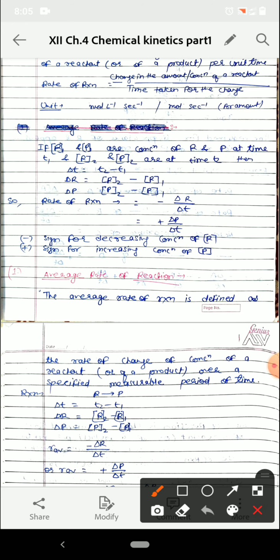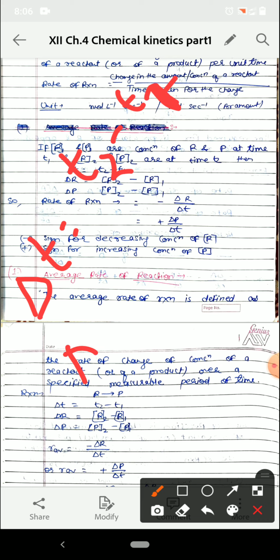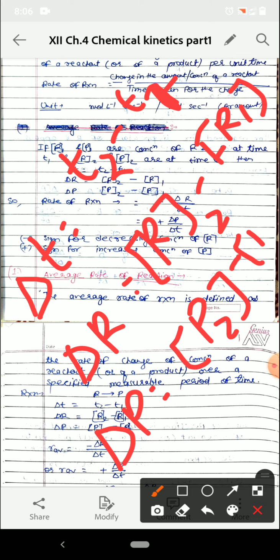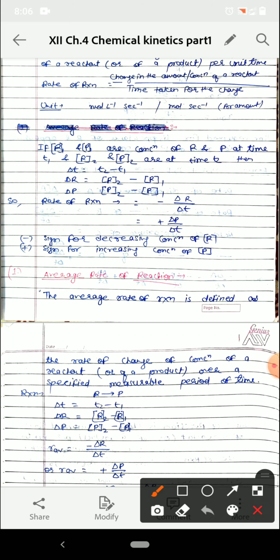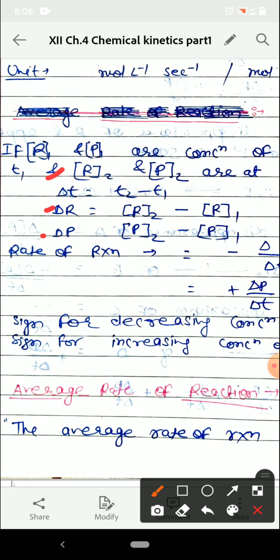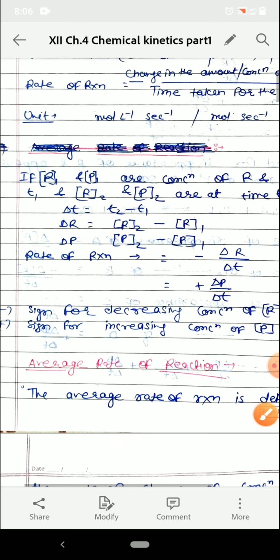Okay, so now suppose we are going to calculate delta T. How can we find delta T? It is T2 minus T1. Number 2 is delta R. Delta R is the concentration of R2 minus the concentration of R1. And after that is delta P, it is P2 minus P1. Okay, so we can find them like this: delta T is equal to T2 minus T1, delta R is equal to R2 minus R1, delta P is equal to the change in the concentration of product, P2 minus P1.